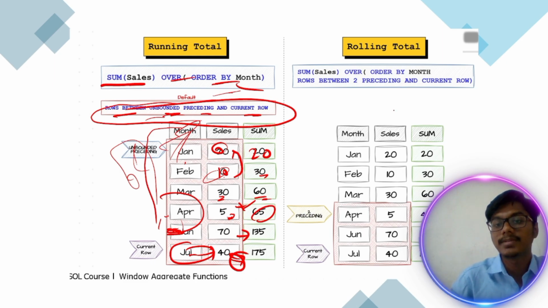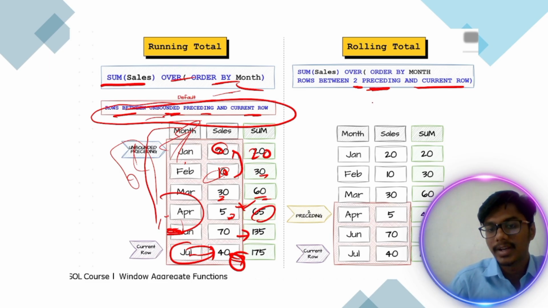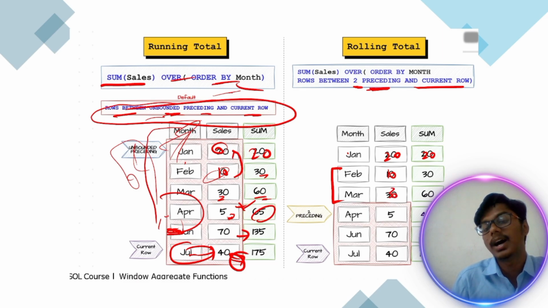For the rolling total, we want to give rows between 2 preceding and the current row. What is meant by that? We are going to do the sum of the 2 preceding rows and the current row. That's the main intuition. For the January month, the sales is 20, so the sum of sales is 20. For the February month, we do 20 plus 10, which is 30, and for the March month the sum of the sales is 30 plus the previous month's 30, so 60, right?